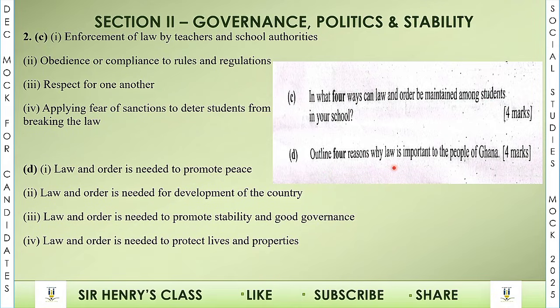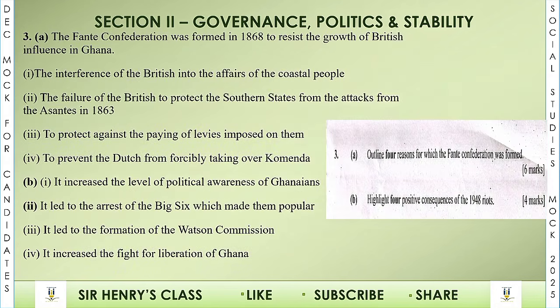So D says, outline 4 reasons why law and order is important to the people of Ghana. Benefits of law and order. So it promotes peace, it brings about development, it promotes stability and good governance, and it also helps to protect lives and properties in the country.